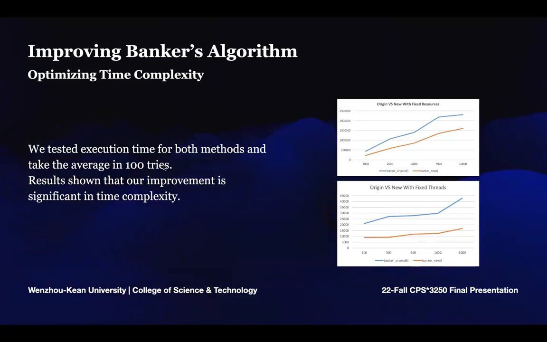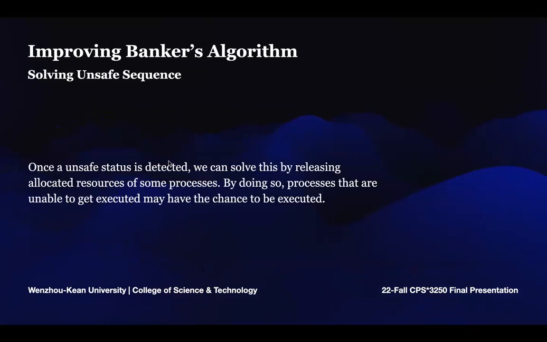Next is our method about how to solve deadlock problems. Okay, I will introduce the improvement for Banker's algorithm about solving unsafe sequence. Once an unsafe status is detected, we can solve this by releasing allocated resources of some processes. By doing so, processes that are unable to get executed may have the chance to be executed.